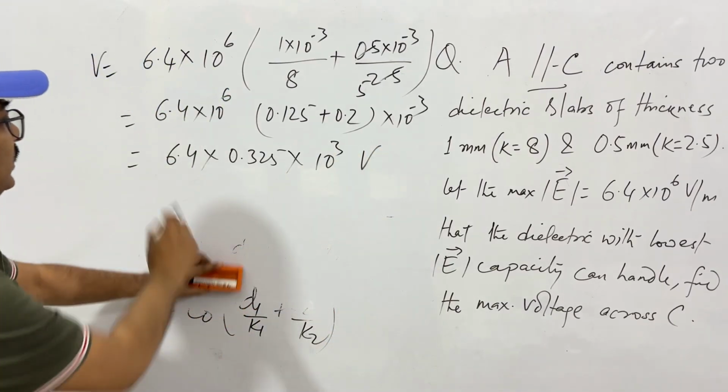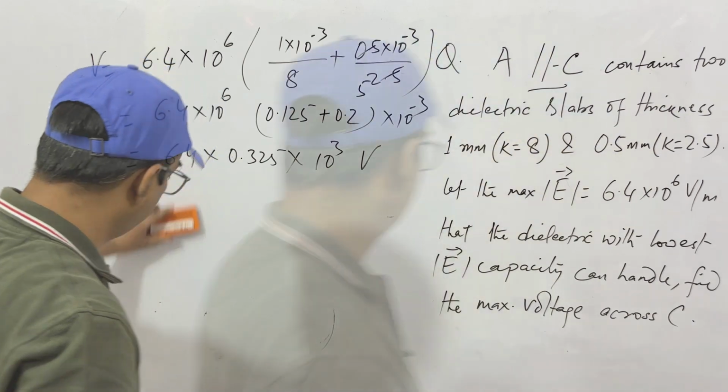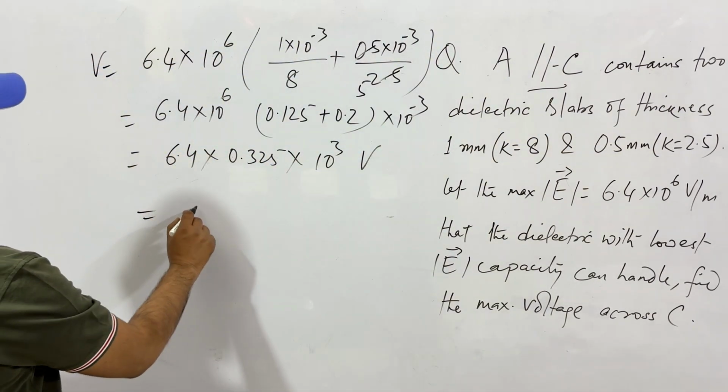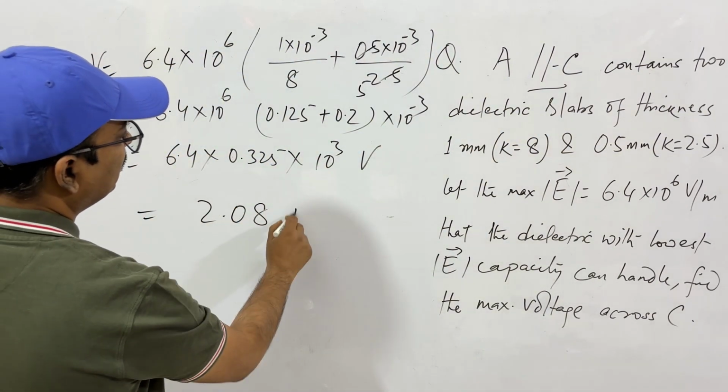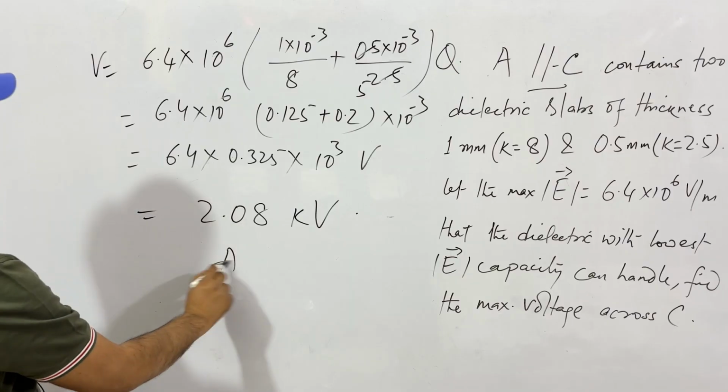Let's find the value. What is 6.4 into this? So you roughly get 2.08 kilovolts. Okay.